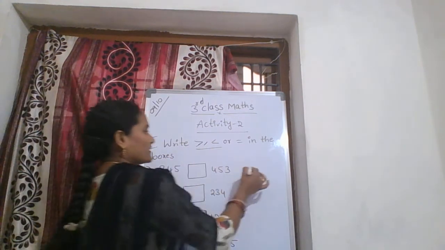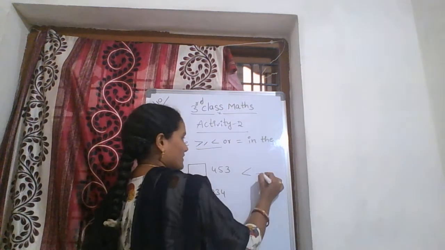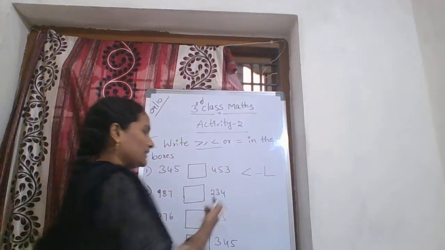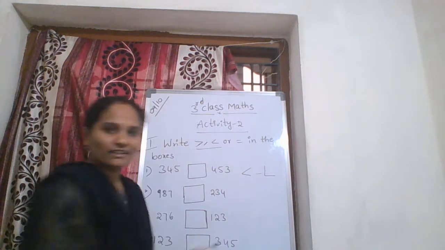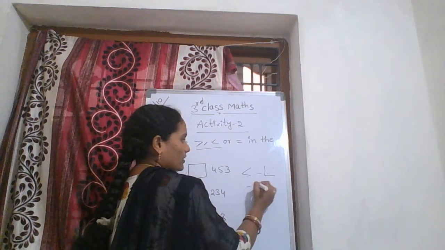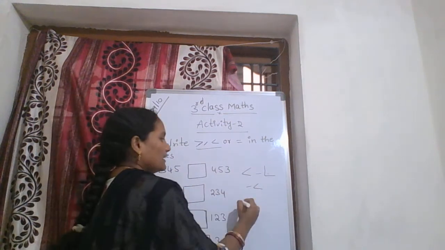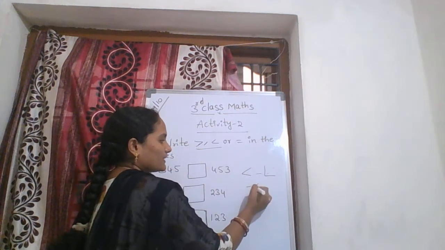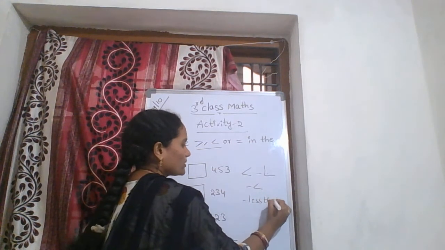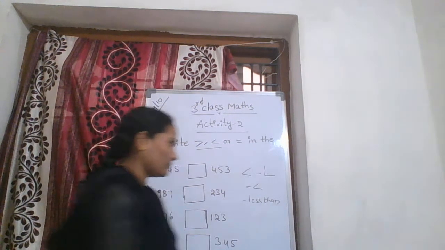Children, what is this? You don't know how to read that symbol. I explain that this is L in English alphabetical order. That is L. I bend it like this. After I bend it, you get this symbol. So L is for what? Less than. L for less than. Now keep this in your mind.